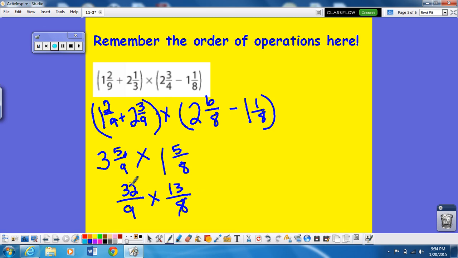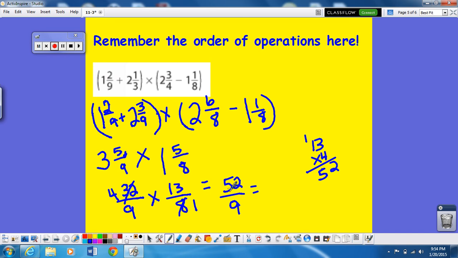So I'm going to cross cancel. 8 divided by 8 is 1. 32 divided by 8 is 4. Now I'm ready to multiply. 4 times 13, if that's one that you don't know, come over to the side and work it out. 4 times 3 is 12. 4 times 1 is 4, plus 1 is 5, so 52. So we have 52 ninths, but remember we don't want to leave it that way.